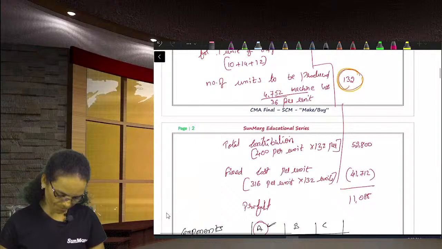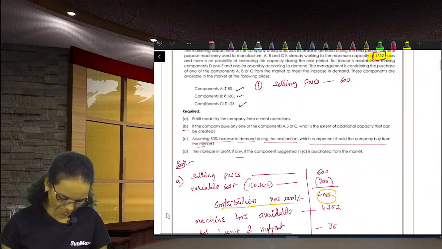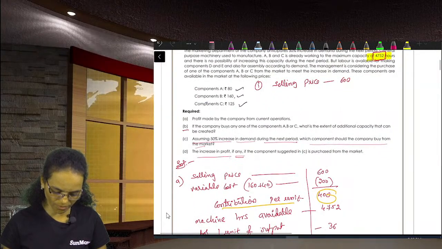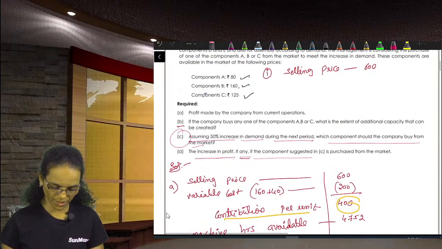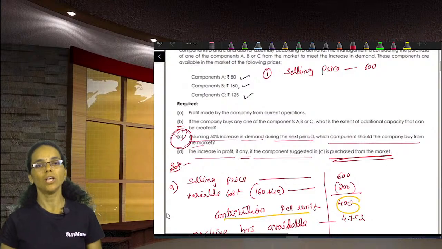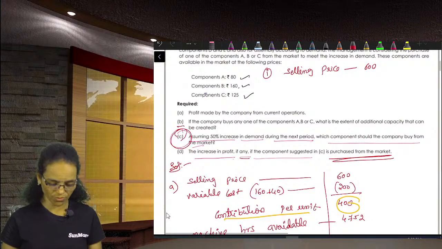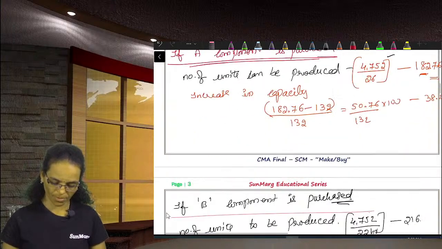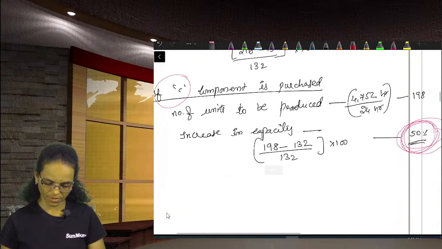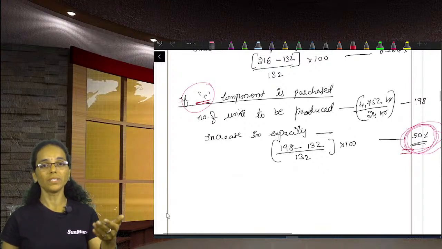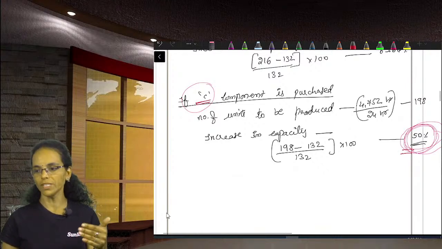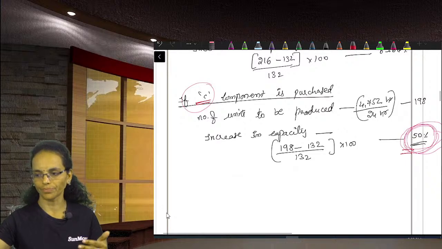Next one, the increase in profit, if any, if the component suggested in C is purchased from the market. So a component suggested in C is what? Is component C only. So if component C is purchased, then what is the profit? We need to check.